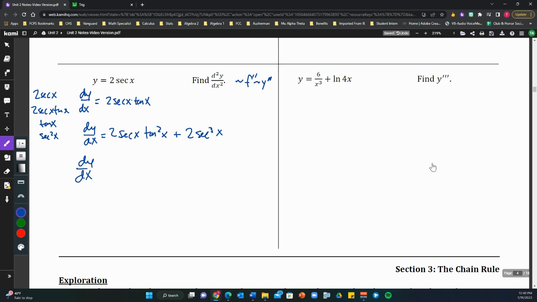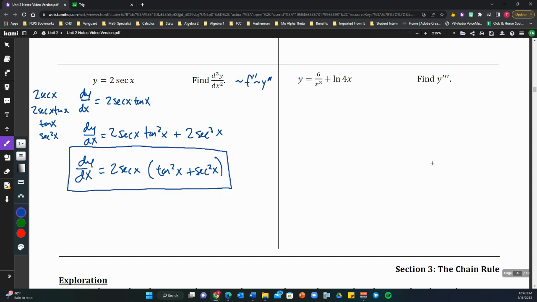And again, not that we absolutely have to do this, but just looking at this and seeing the common parts, it may be beneficial to factor out a common factor of 2 secant x, which leaves me with tangent squared x plus secant squared x. And there are more things that I can do with this because of that Pythagorean identity, but for the sake of what we're doing right now, it's not absolutely necessary to explore that. Oh, I'm sorry, I messed up my notation here. d2y dx2. So that is our second derivative.